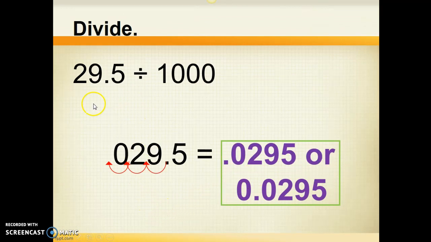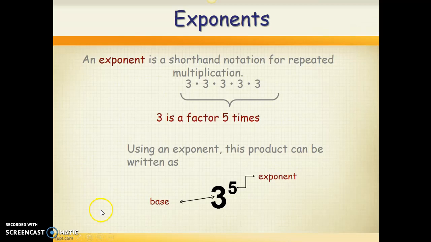Our example here, we have 29.5 divided by 1000. So we have 3 zeros. So we want to move our decimal 3 places to the left.